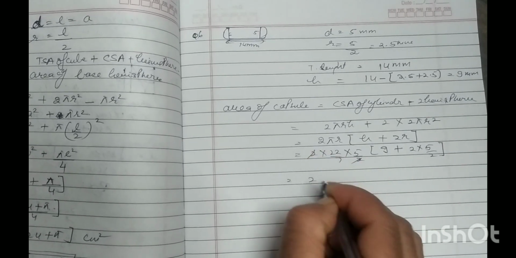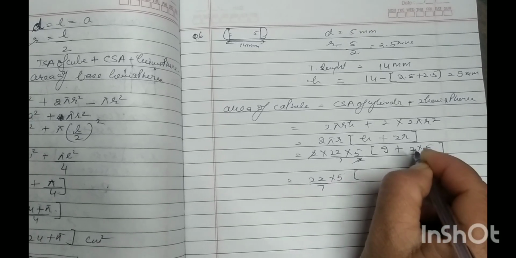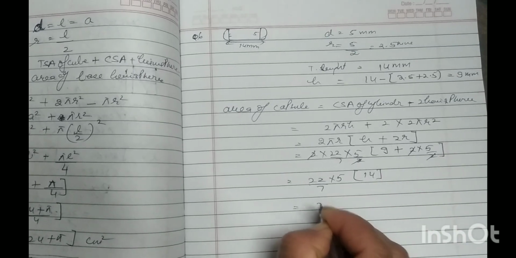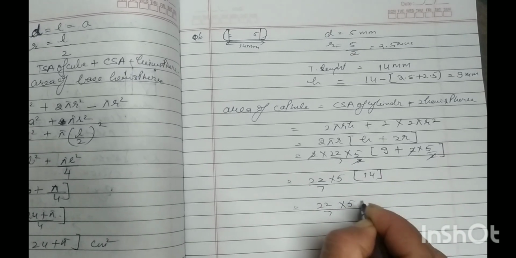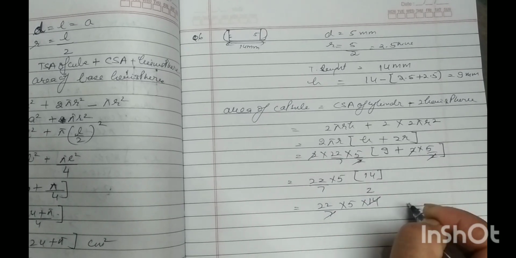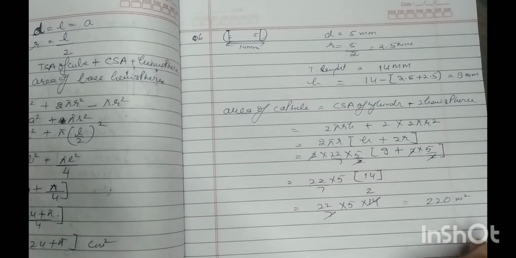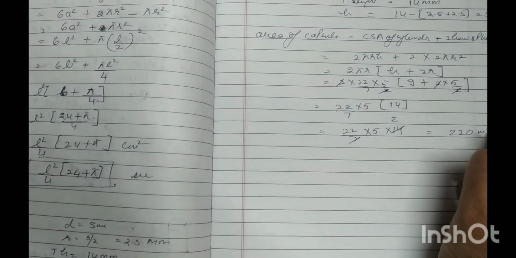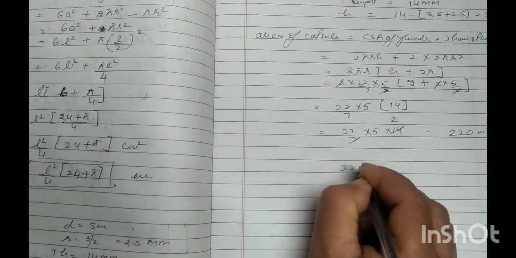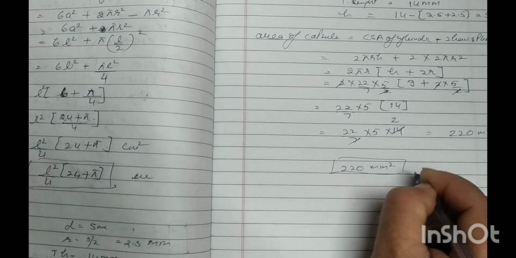2 and 2 cancel, 22 upon 7 into 5. 9 plus 5 equals 14. So 22 upon 7 into 5 into 14. 7 twos are 14, 5 twos are 10, that equals 220 millimeter square. So the area of the capsule is 220 millimeter square. That is our answer.